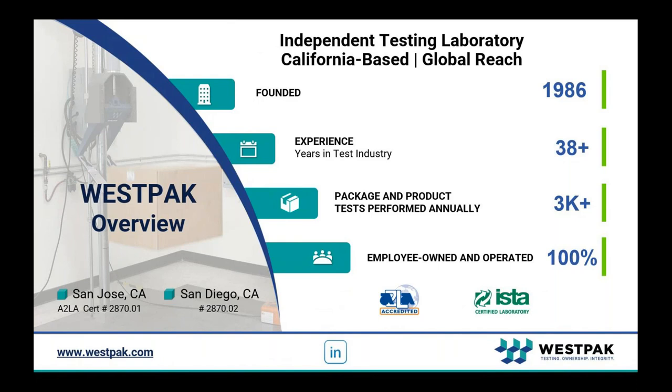We have 2 locations, one in San Jose, California, and one in San Diego, California. We're ISO 17025 accredited at both locations. You can see our A2LA certification numbers there. And both labs are also ISTA certified. So we can run most of the ISTA tests. There's only a few oddball tests that we don't run, but call us and we'll see if we can run them and get certified for them before we do. With that, let's jump off on accelerated aging.